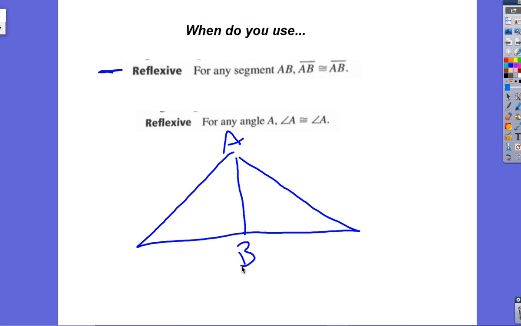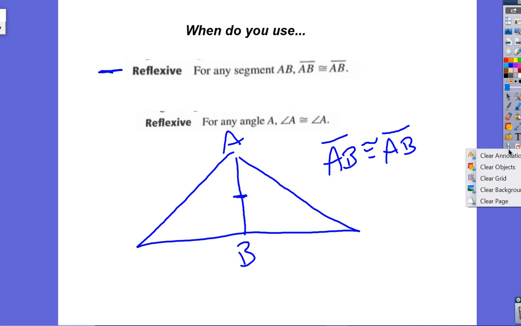And so it's always the easiest thing that we can possibly do to claim right away that AB is congruent to itself by the reflexive property, due to the fact that it is shared in both of these triangles. But it also works when we're talking about angles.